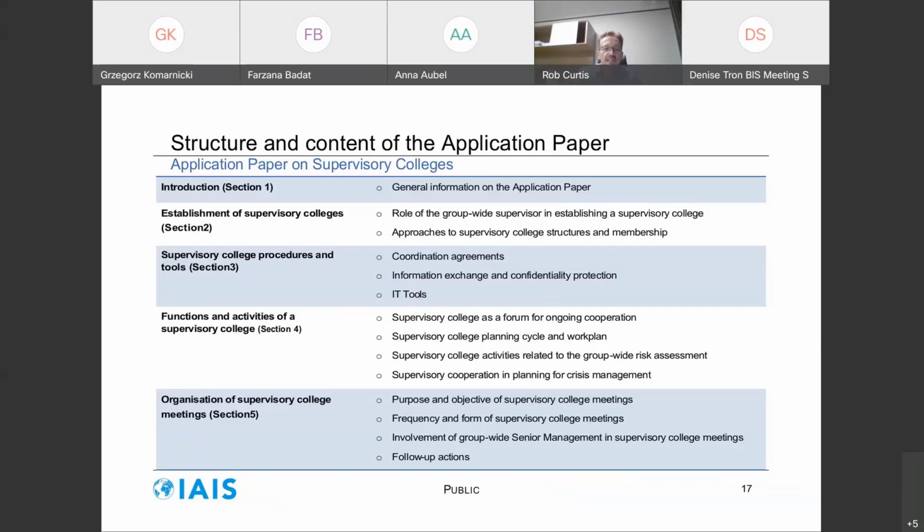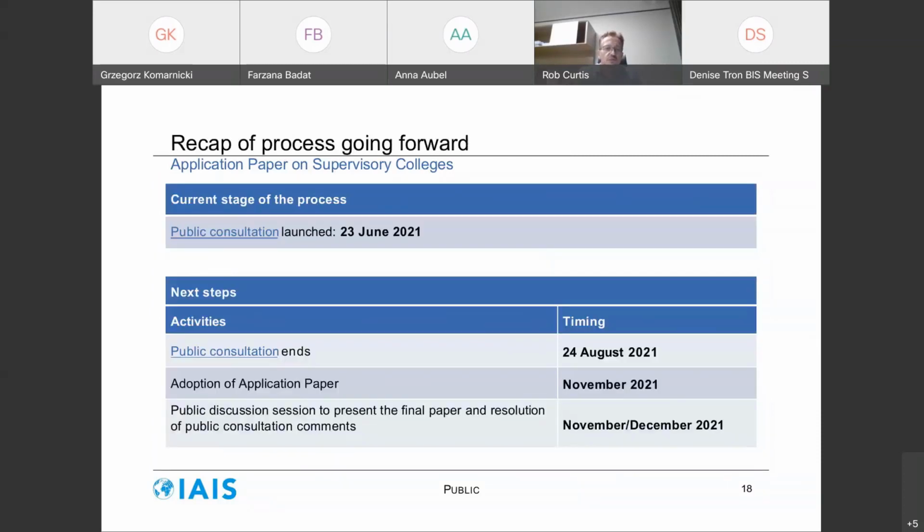In terms of the next slide, going forward to recap the process. On this slide, you'll see we have provided a recap of what this looks like going forward. As I mentioned at the beginning, comments on the draft application paper are due by 24 August. We encourage you to provide comments on the draft paper, which clearly will help in finalising the paper itself. We expect that the paper will be adopted in November this year.